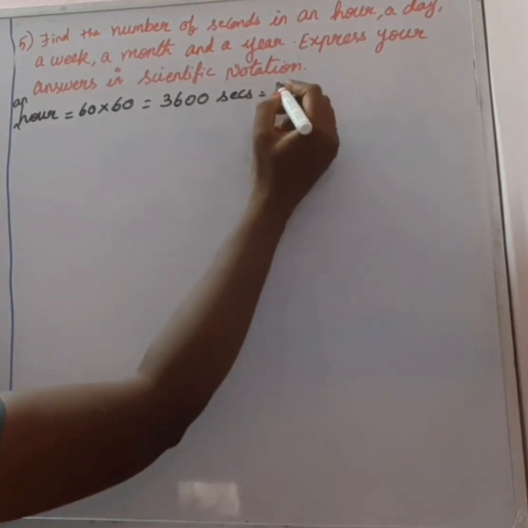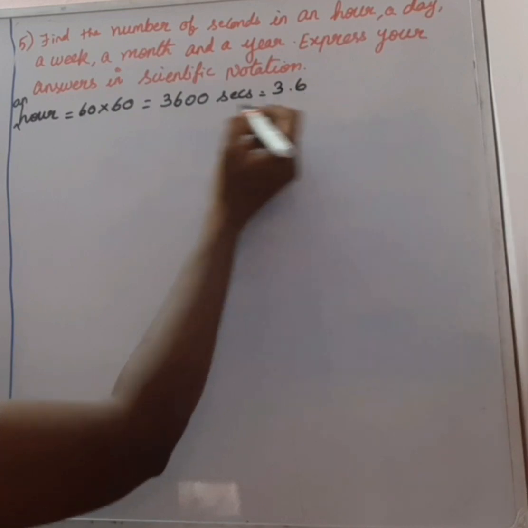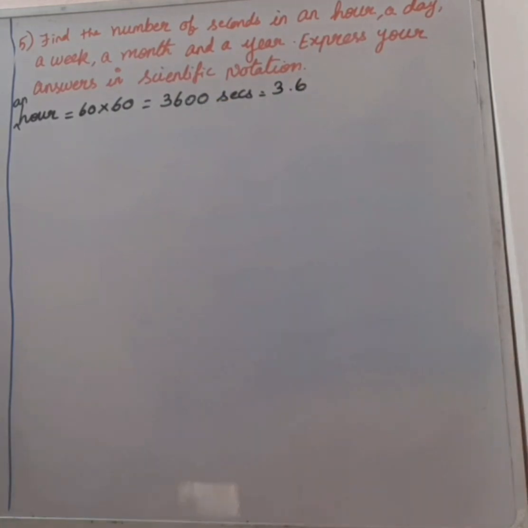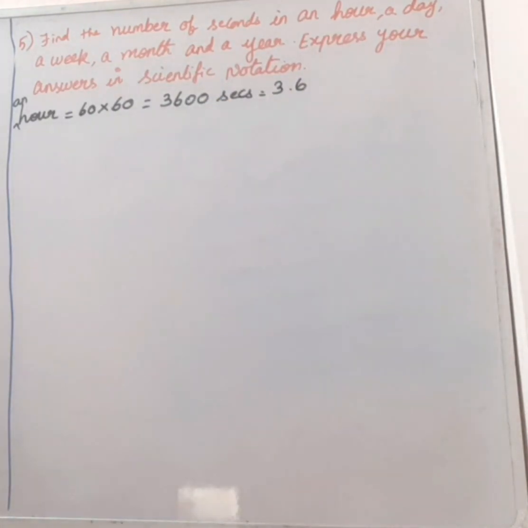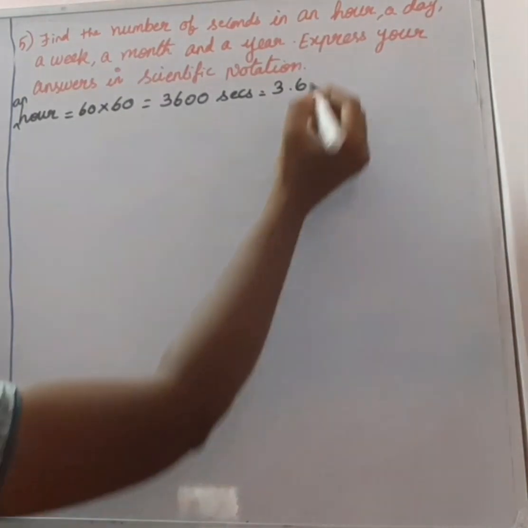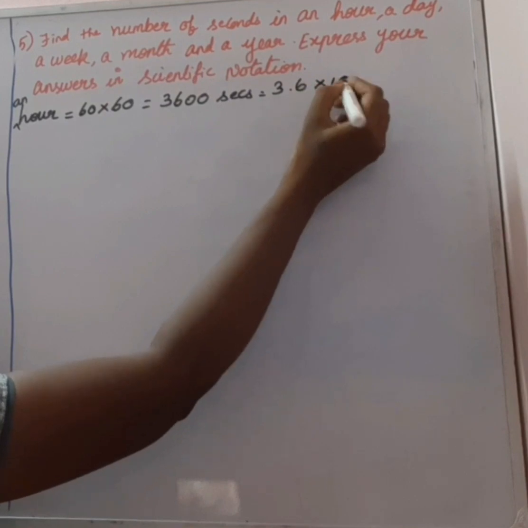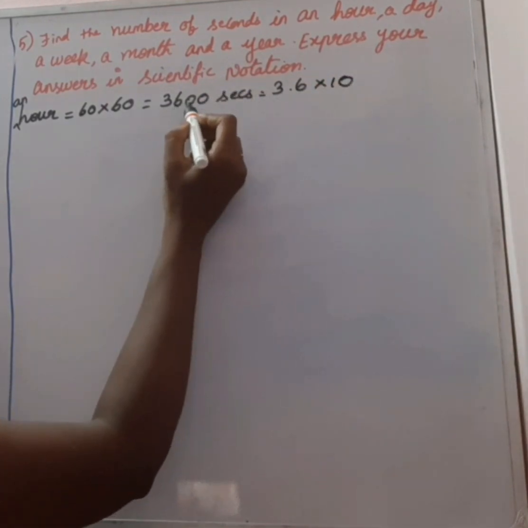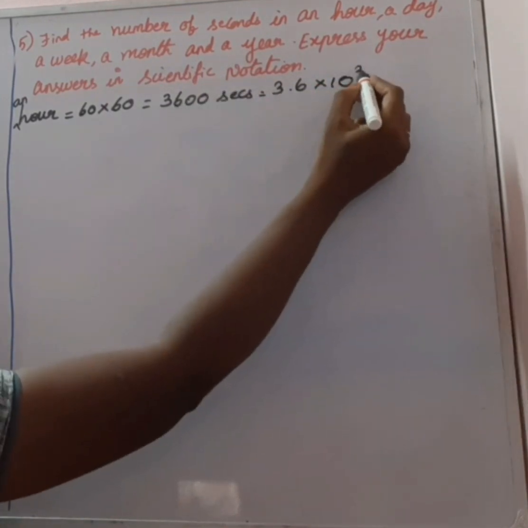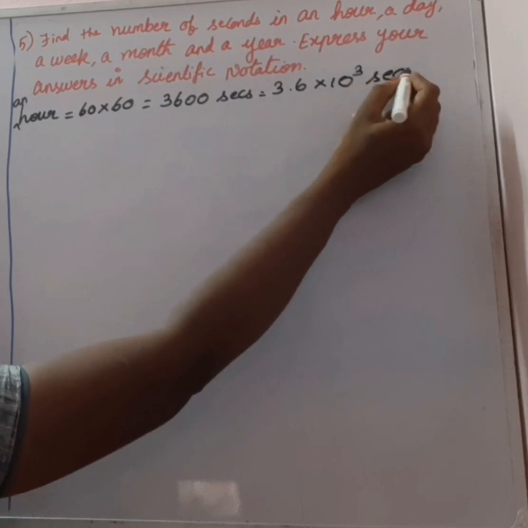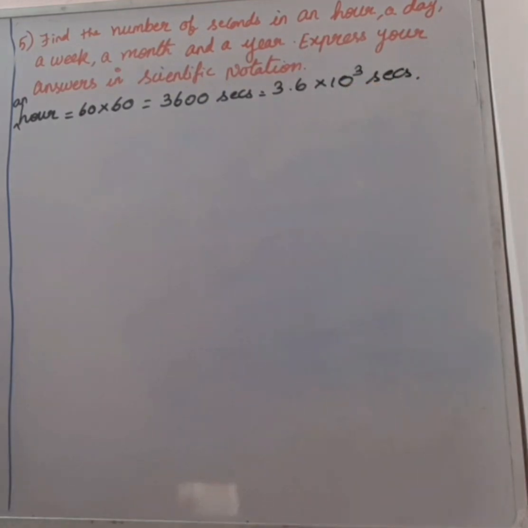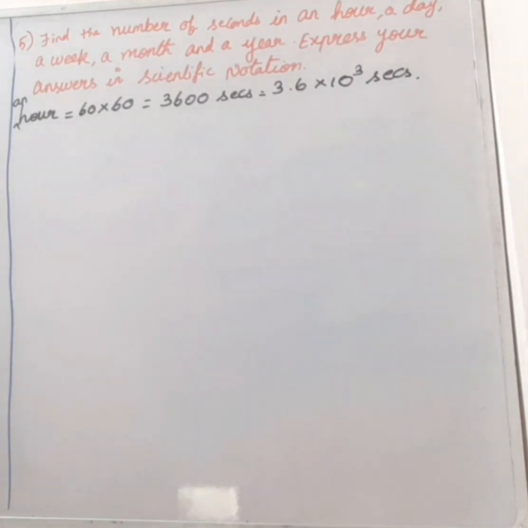Okay, so 3.6. After this we have zeros, meaning in the decimal place after a number we have only zeros, meaning there is no value. So leave that one. So 3.6 into 10 power, how many digits? 1, 2, 3. So positive 3. So 3.6 into 10 power 3 seconds is the answer here.